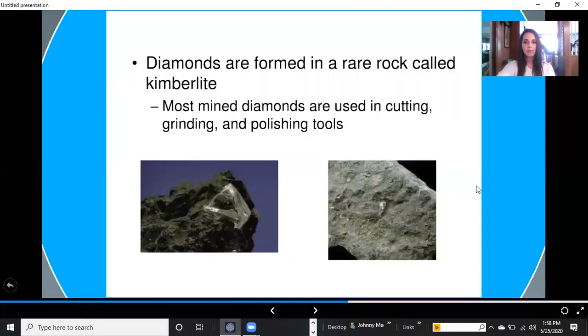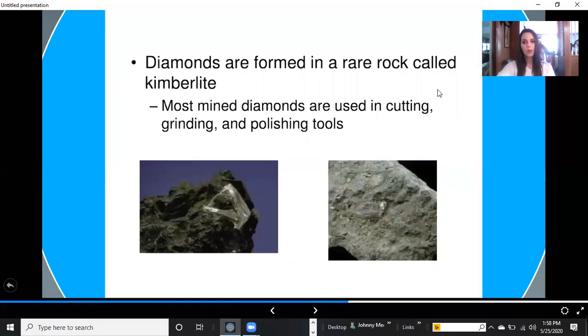And then finally, diamonds. Let's talk about diamonds for a minute. They're formed in a rare rock called kimberlite. And most mined diamonds are used in cutting and grinding and polishing tools. Why? Because nothing is harder than a diamond. So diamonds are actually used to cut other diamonds and can be used to cut other gemstones as well.